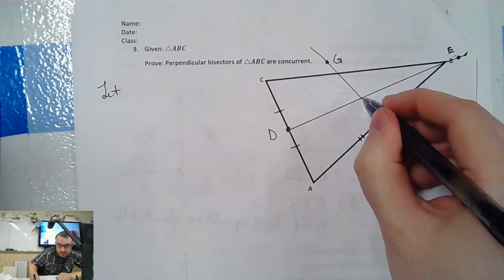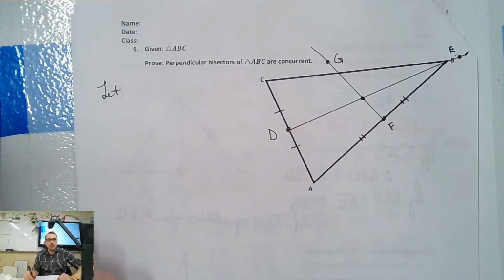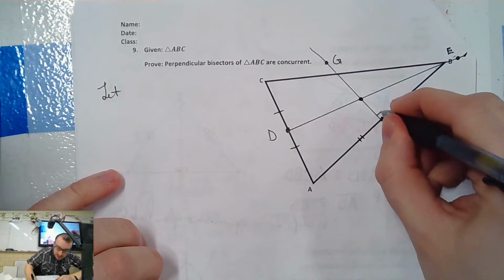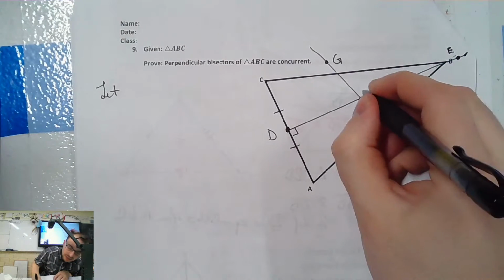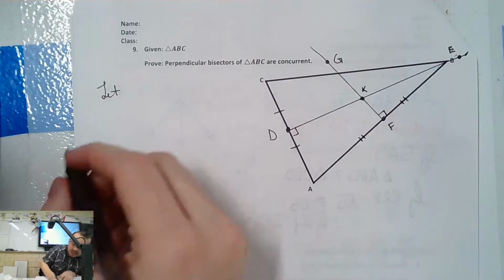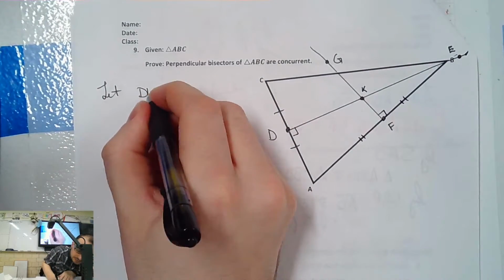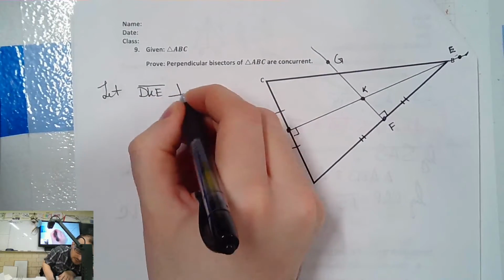We know this to be true. They're not going to be parallel, no matter what you do. In order for perpendicular bisectors to be parallel, you would need a triangle that has two sides of it flat. That way the perpendicular bisectors run like this, right? So they're going to intersect at some point. Let's call that point K. So we're going to say let DKE be the perpendicular bisector.